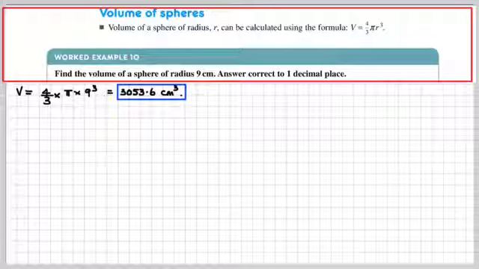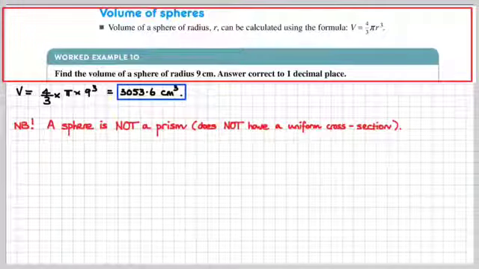3053.6 cubic centimetres. Okay, that's to 1 decimal place, isn't it? So we're right, aren't we? Great. Well, what other pleasures have we got in store? Goodness, what is this?